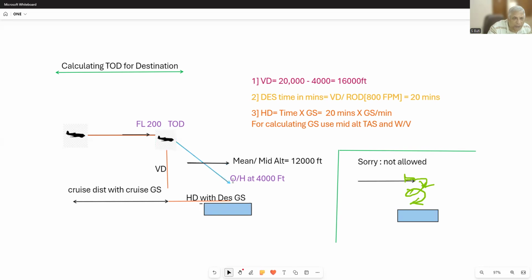And which true airspeed and which ground speed to use? Find out the mid altitude: 20 plus 4, midway is 12. And use the mid altitude true speed and wind velocity to calculate ground speed.